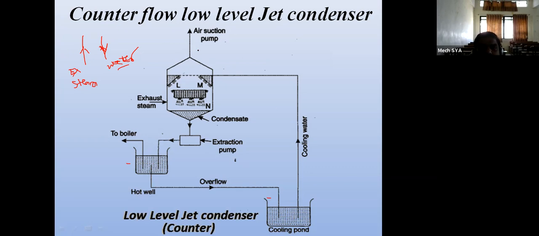So this is called the counter flow low level type of jet condenser. The air pump is used at the top, where air entering along with the exhaust steam and the cooling water is removed. This is the only change between the low level parallel flow and counter flow types. The steam enters in the upward direction and the cooling water in the downward direction as usual, and the air removing pump is at the top.